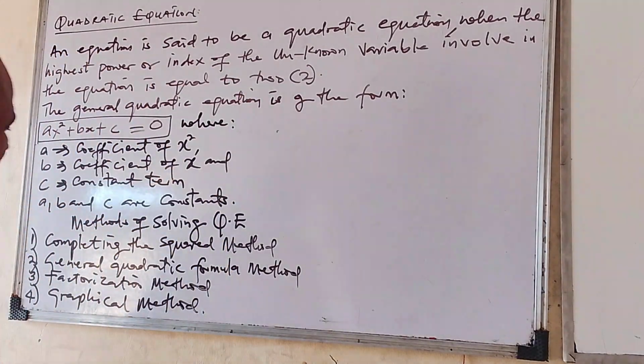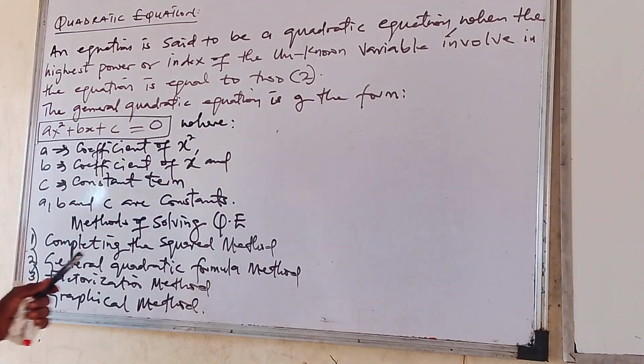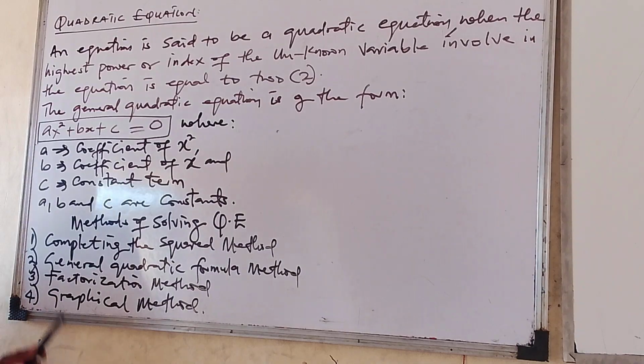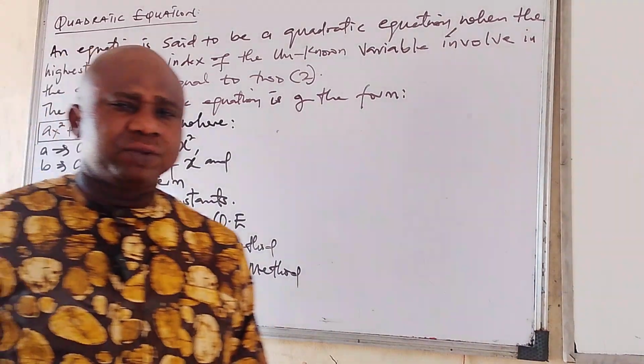Now let's take it again. Method number 1, we have the completing the square method. Method number 2, we have using the general quadratic formula method. Method number 3, we have the factorization method. And method number 4, we have the graphical method.